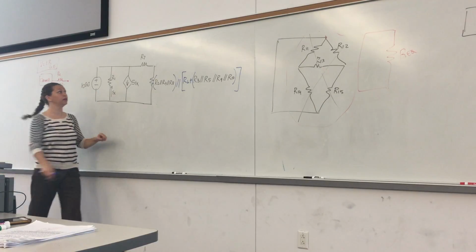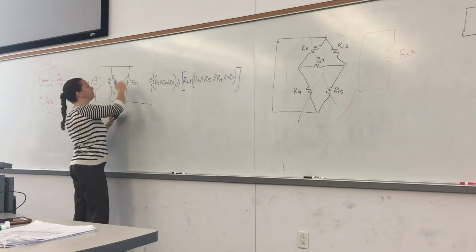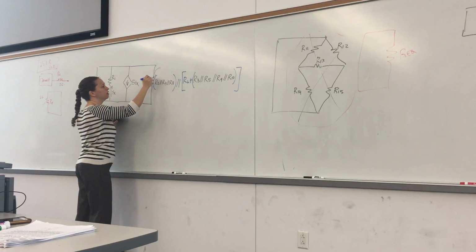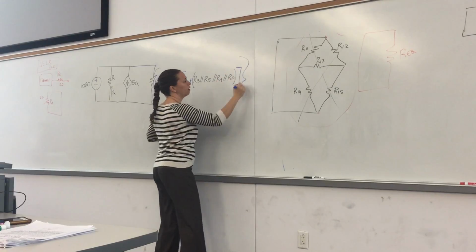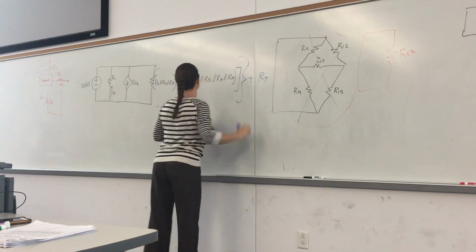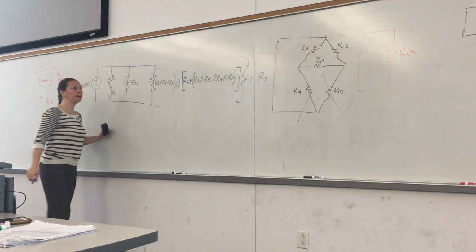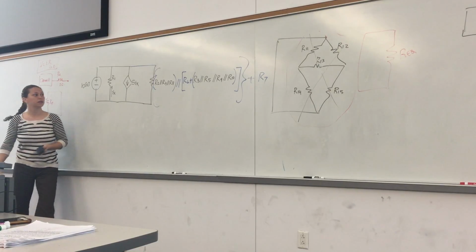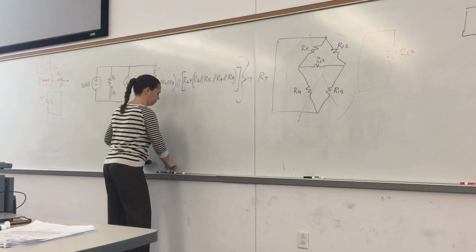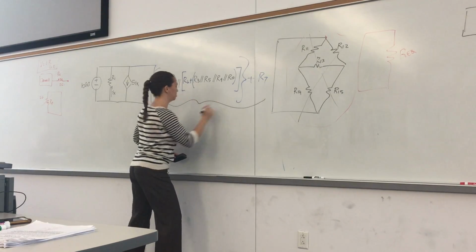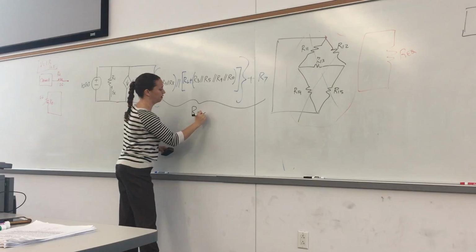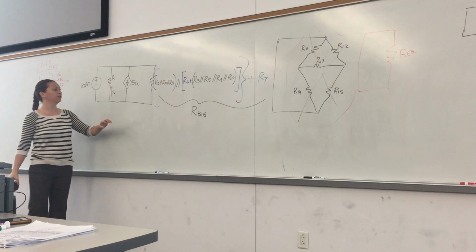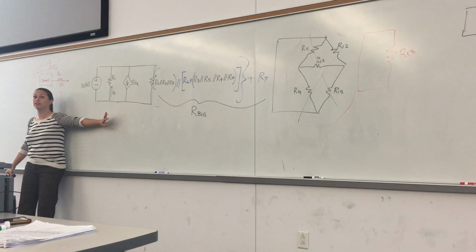Now to that whole thing, I can also add R7 in series, and then that's it. Anything else? Let's call this R big. A good name, isn't it? So we have anything else? Any other simplifications on this circuit? Anything in parallel?